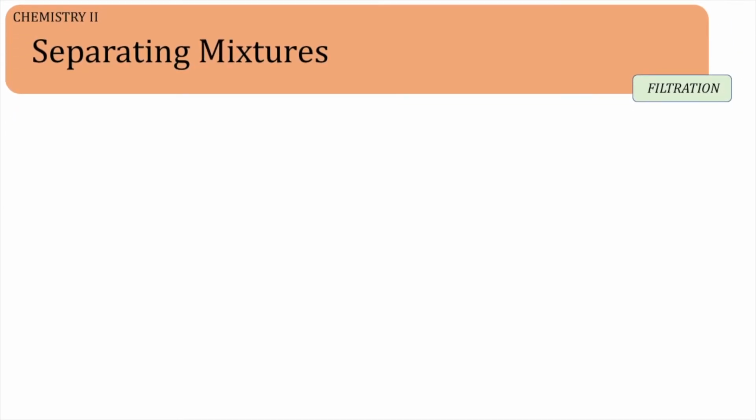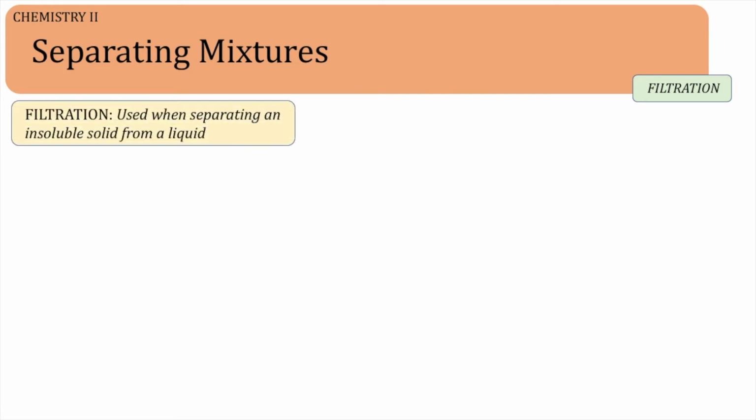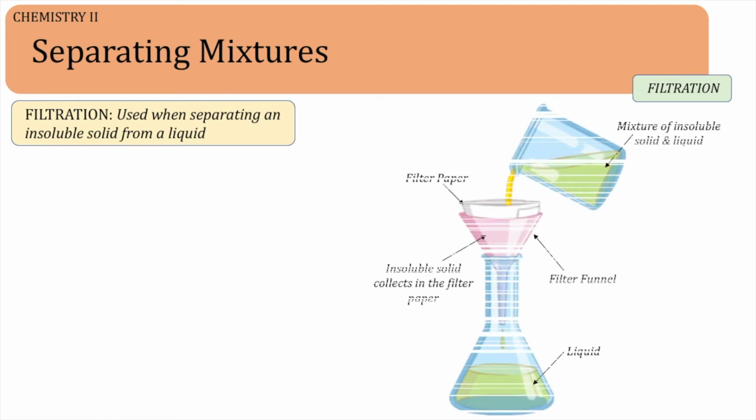The second separating technique we'll look at is perhaps the simplest of the lot. It's just filtration. It's how we separate an insoluble solid from a liquid. We have to set up the equipment as shown here. All we have to do is get the mixture of the insoluble solid in the liquid and pour it through a funnel covered in filter paper.